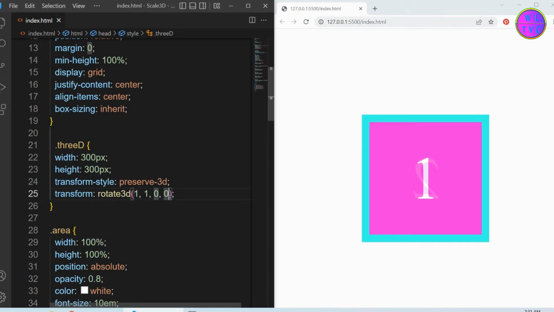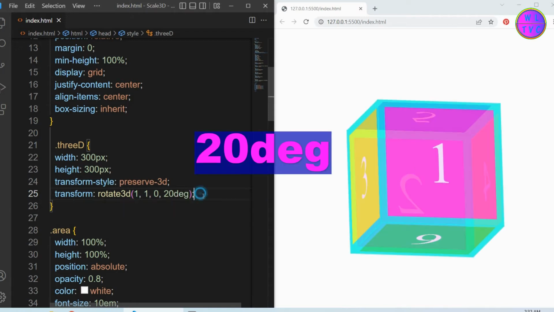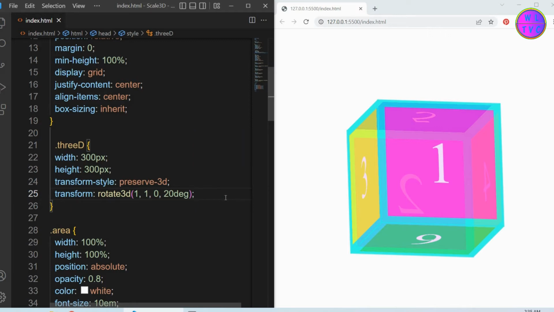If the angle value is 0, it is okay with this 0. You can also add here the unit degree or whatever the angle unit you like to use. If the angle value is more than 0, it should always be followed by the unit of angle. For instance, we can add here 20 degrees, but not 20. To see the rotations more clearly, I'll show the Rotate3d function on hover.